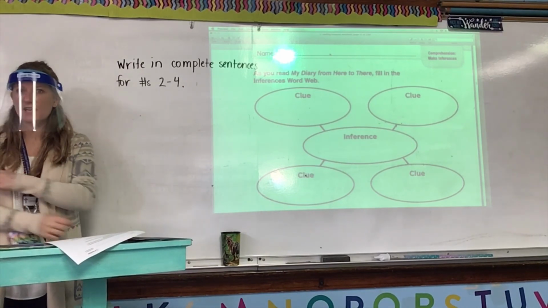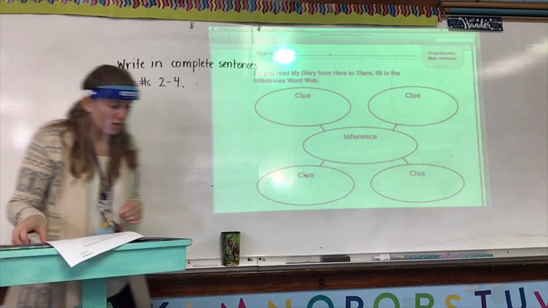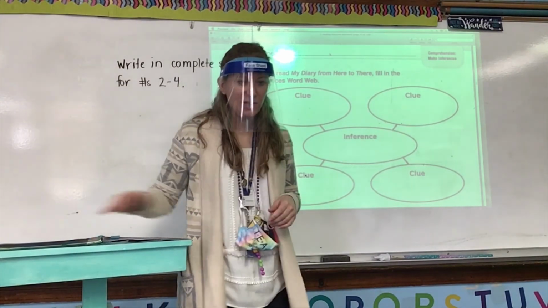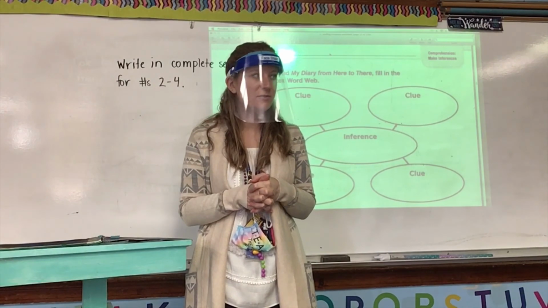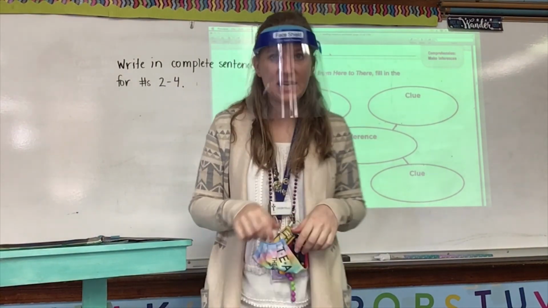Once you're done writing that extra direction, go ahead and put your homework in your take-home folder. If you have vocab cards, put those in your take-home folder as well. And then stand up, push your chair in.